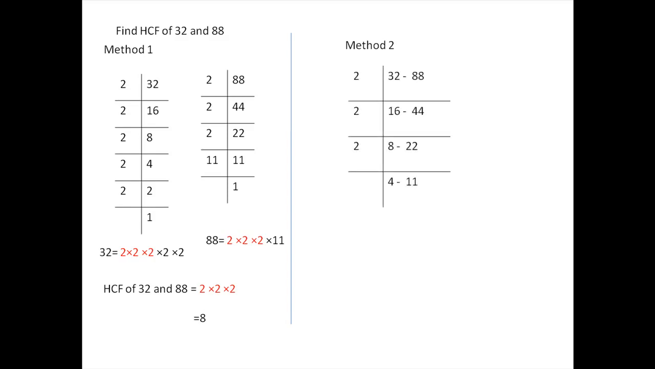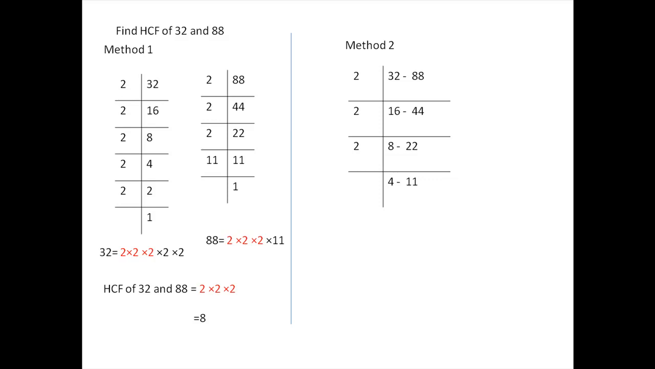Here we have the second method, in which we take both the numbers at a time and divide them by the same number. In HCF, it is mandatory that we divide both numbers by the same number. So first of all, we divide by 2. 32 gives us 16 and 88 gives us 44.